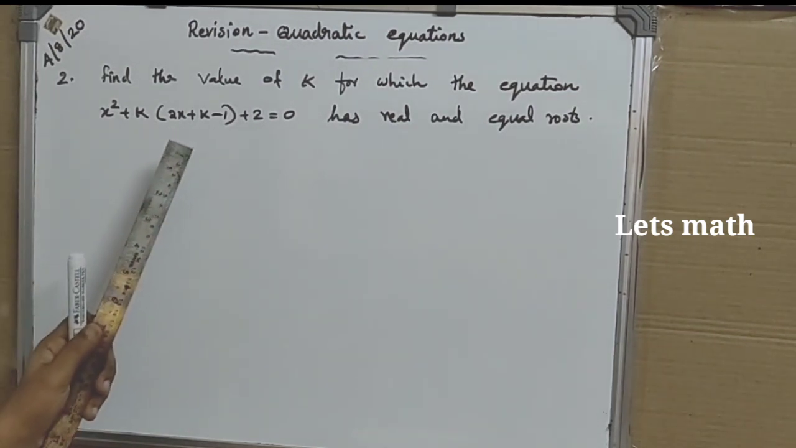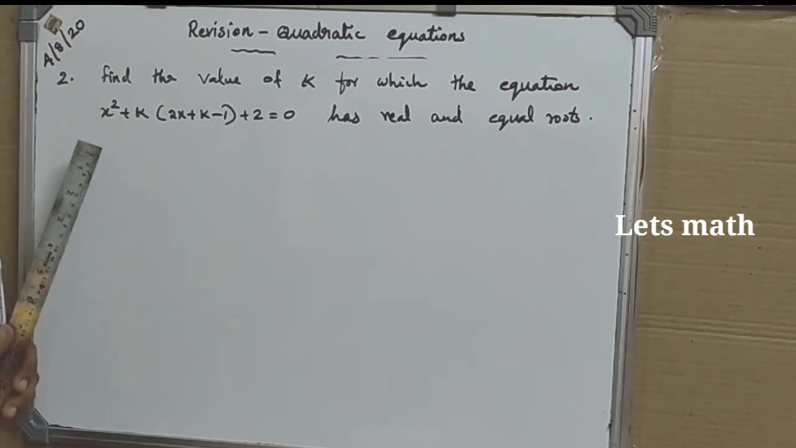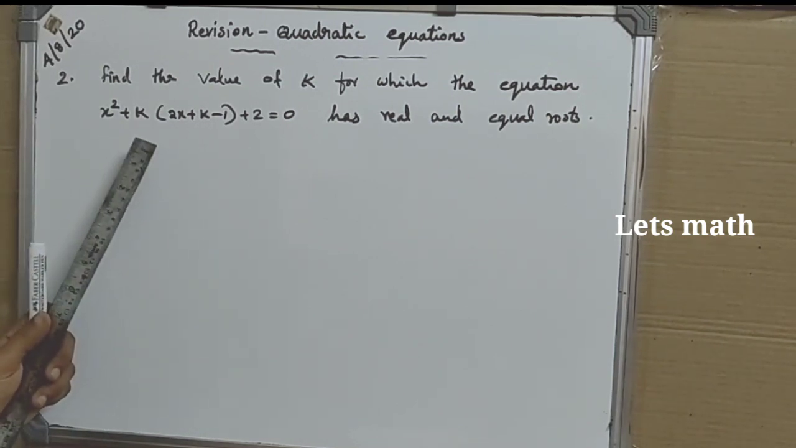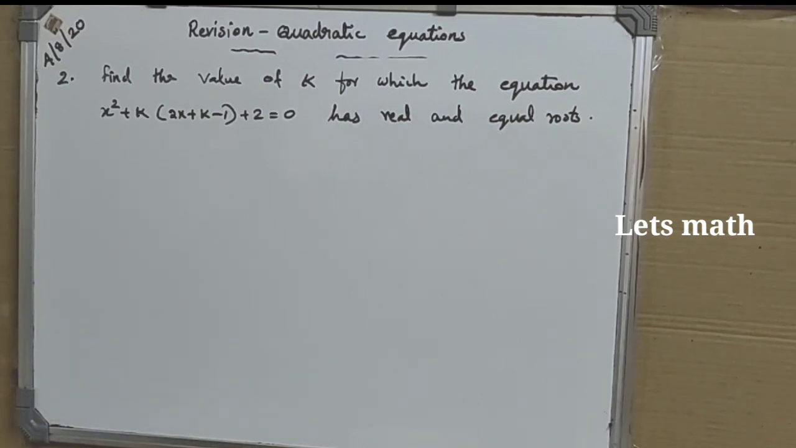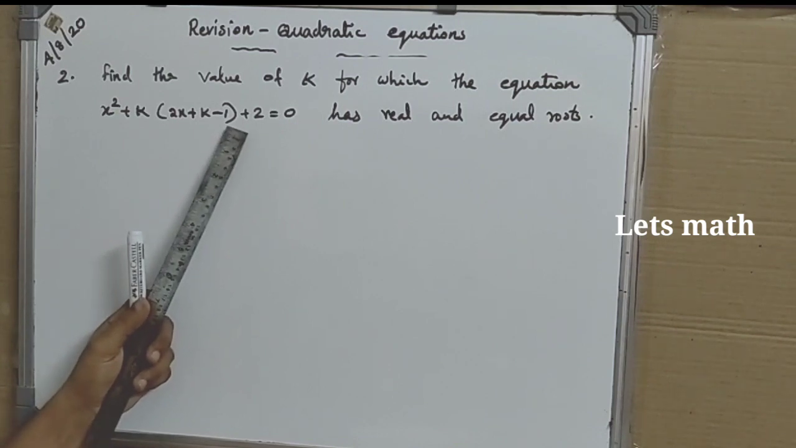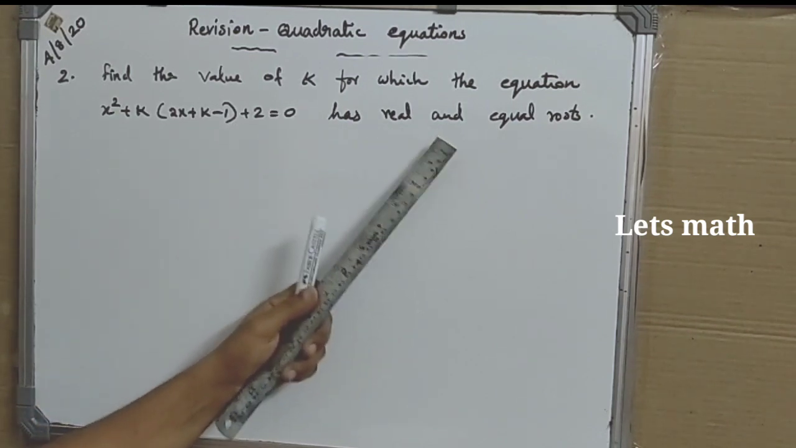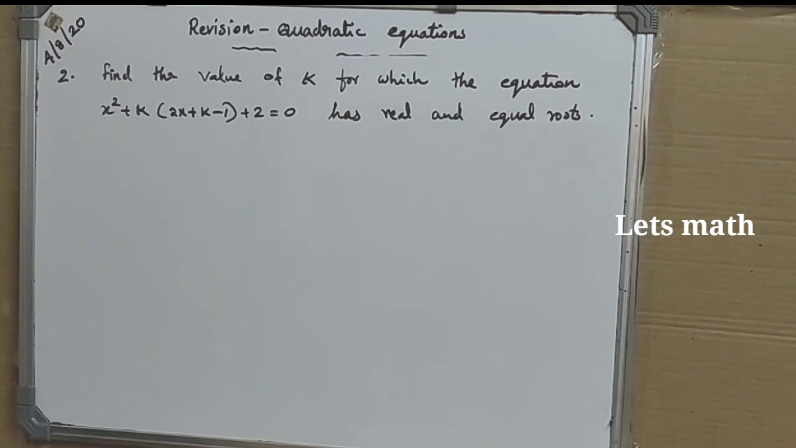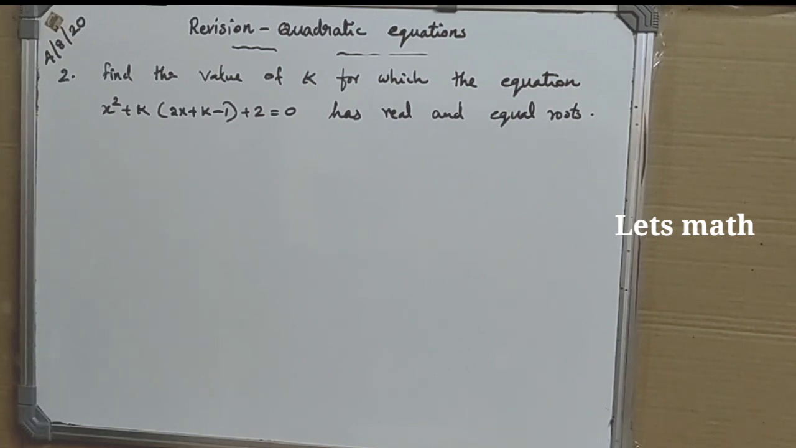Find the value of k for which the equation x square plus k into 2x plus k minus 1 plus 2 equal to 0 has real and equal roots. What is the condition for real and equal roots? We have the condition that for equal roots b square minus 4ac equal to 0. So first let us rearrange the equation to get a, b and c.